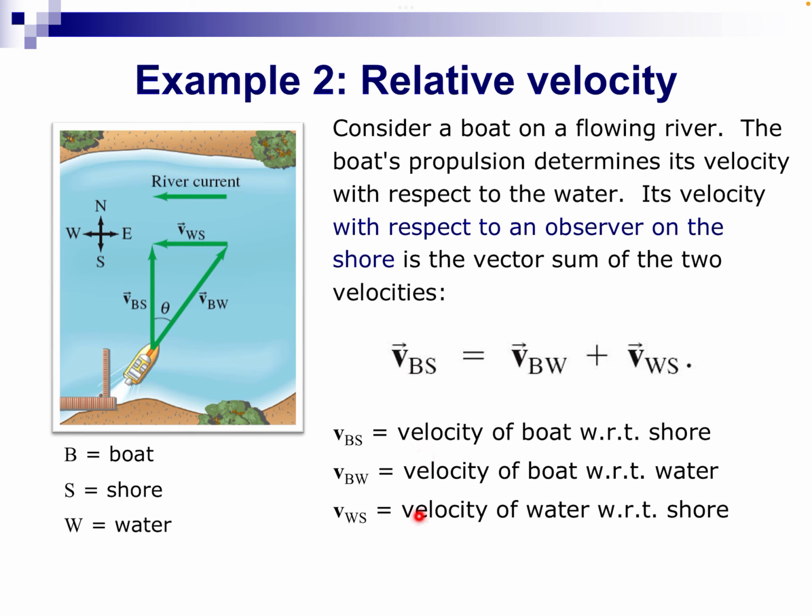So each of the variables is defined here. VBS is the velocity of the boat with respect to the shore, right? Meaning from an observer on the shore, it's what he or she observes as the velocity of the boat. VBW is the velocity of the boat with respect to the water. So this will be the velocity that the passengers in the boat observe, and VWS is the velocity of the water relative to the shore. It's usually where it follows the river's current.